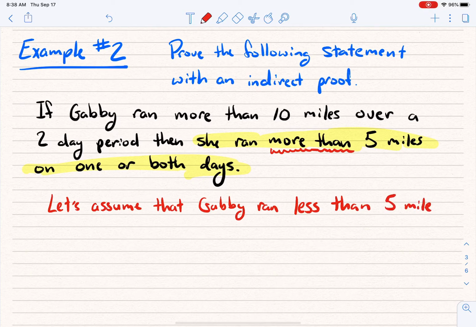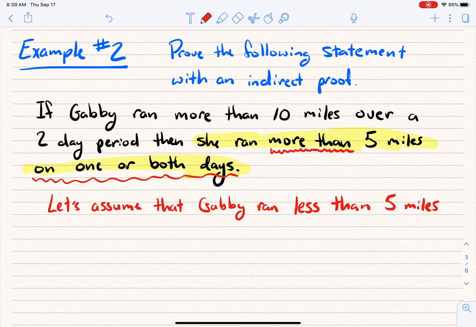5 miles. And here's the other part that people struggle with. They wanted to just kind of finish it out with the on one or both days. But think about that statement. Let's assume Gabby ran less than 5 miles on one or both days. Well, if she ran less than 5 miles on one of the days, maybe the other day she ran way more than 5 miles, and she could still have run more than 10. So that doesn't work. We've got to find a statement that we can show to be not true. Remember, we're assuming the negation, and we're trying to prove that statement false. So if we just say, let's assume she ran less than 5 miles one of the days, well, that statement could be true. We're never going to get a chance to prove that that's false.